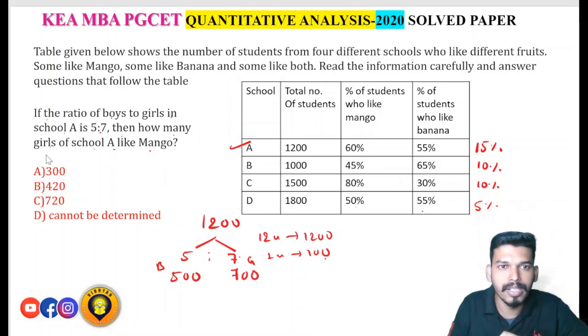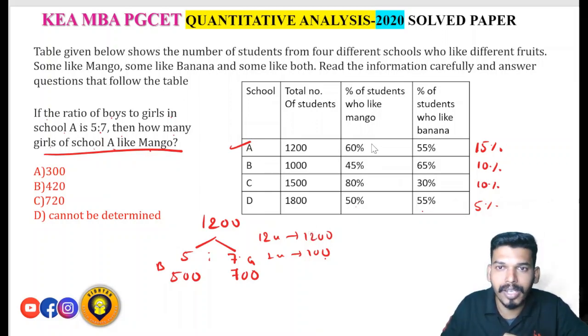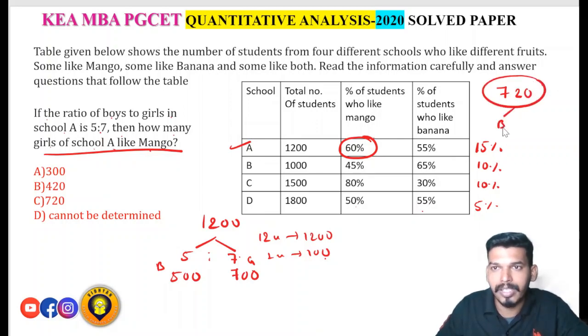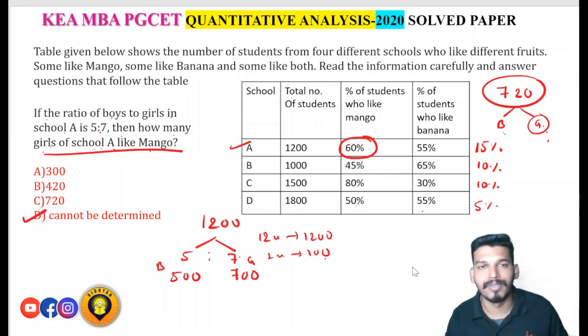Now, how many girls of school A like mango? We have to find how many like mango. But here, what is given is that 60% of the students like mango; how many boys and how many girls is not specified. If you find 60% of 1200, it will be 720. But out of the 720, how many boys and how many girls like mango is not given. So can you determine how many girls of school A like mango? No, since no extra values are given, you cannot determine this answer. Therefore, option D, cannot be determined, will be your answer.